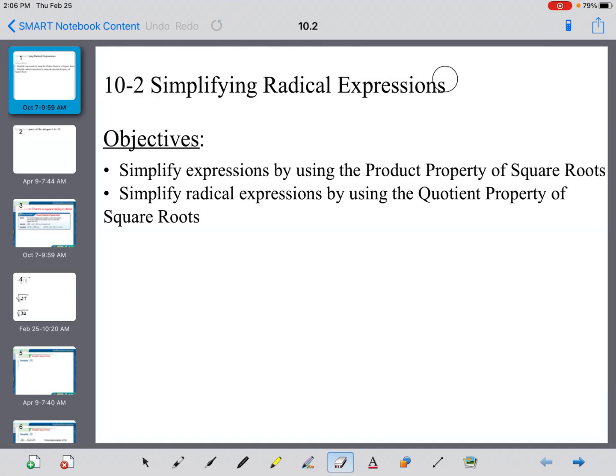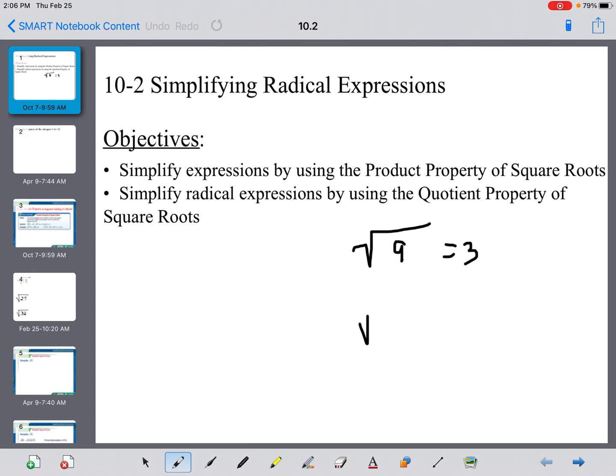Today we're going to look at section 10.2, simplifying radical expressions. Radicals have to do with things like square roots, cube roots, fourth roots, and so on. Most of what we're going to do here is talk about square roots. You probably know that the symbol for a square root looks something like this.